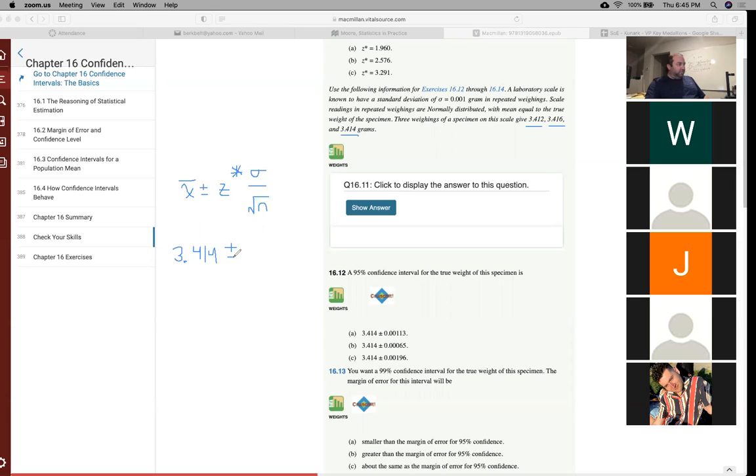Plus or minus. So we need z star, we need sigma, and we need the square root of n. Some of it I can put in already. Do I have n here? Yes, that would be 3. So n is 3, right? N is the number of trials. There's 3 of them. Do I have sigma? Yeah, that would be 0.001. They gave me that. They were so sweet. And then the question is, do I have z star?